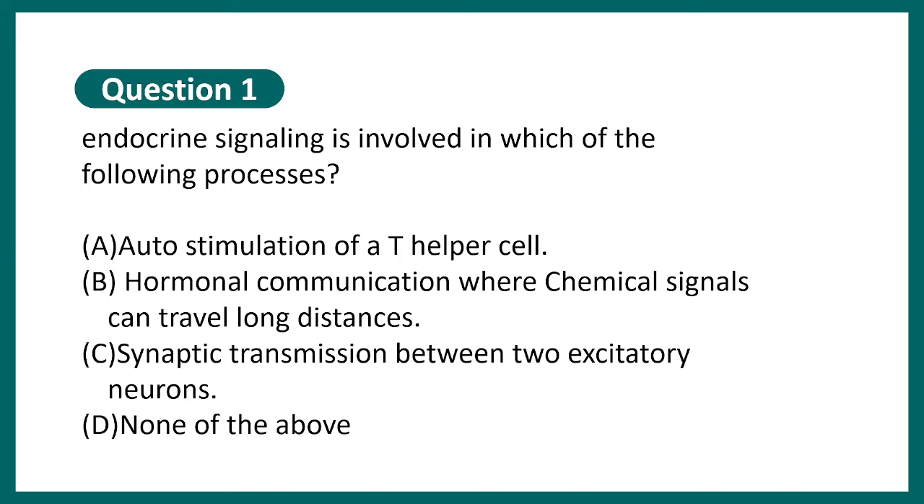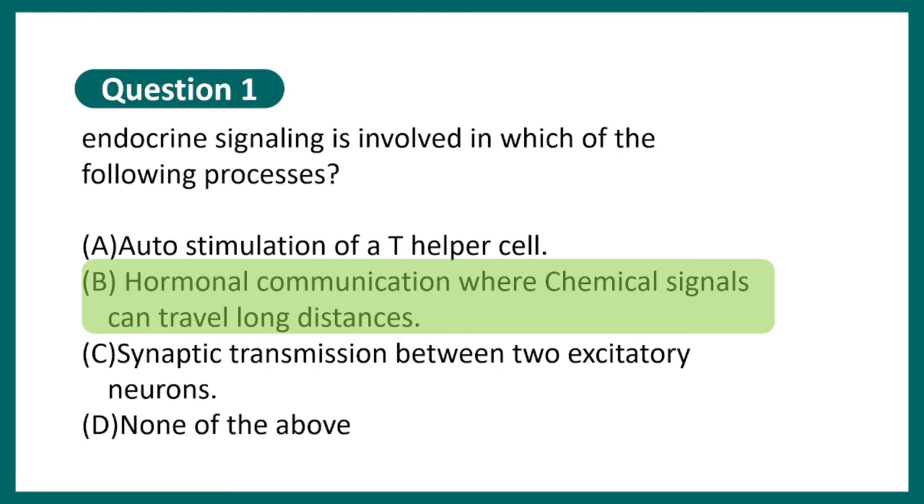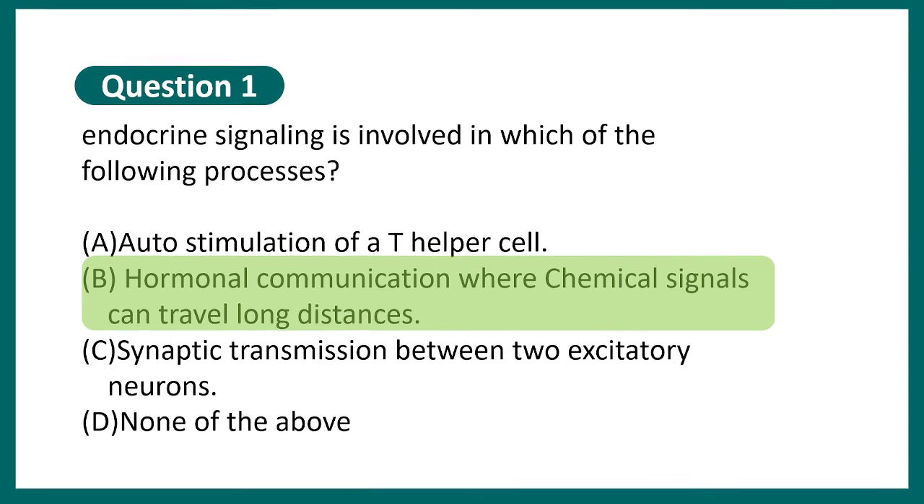Question number 1 says endocrine signaling is involved in which of the following processes? Autostimulation of T helper cells, hormonal communication where chemical signals can travel long distances, synaptic transmission between two excitatory neurons, none of the above. If you have guessed the answer correctly, the correct answer is option B. Hormonal signals are characteristic endocrine signals where the signal happens in a long distance. So in short, these are long distance signaling mechanisms.